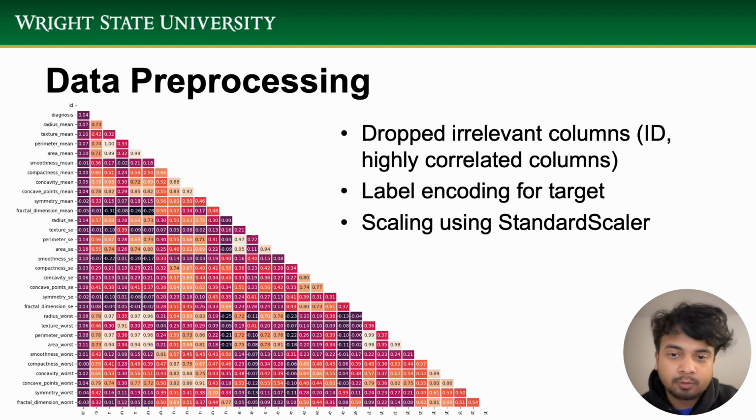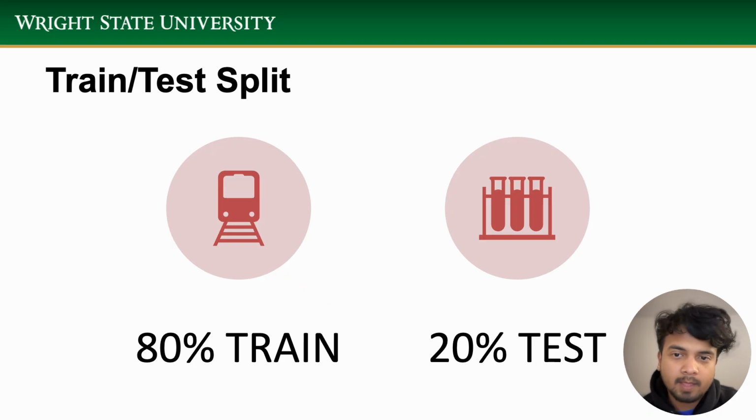By doing so, we were able to reduce the columns to just 23 instead of 31 by dropping 8 highly correlated columns. To evaluate models fairly, we split the dataset into training and test sets using an 80:20 ratio using the train_test_split package.